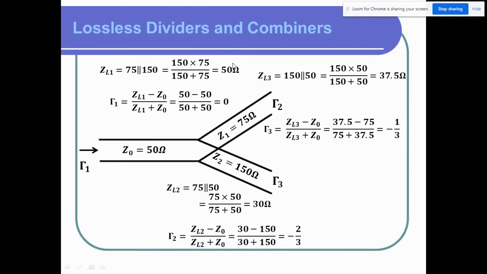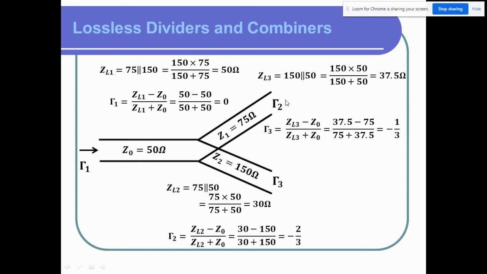Now we have 50 ohm and our characteristic impedance is 50 ohm, meaning 50 ohm minus 50 ohm is 0, right? So 0, and anything over 0 is equal to 0. That's how we know that the reflection coefficient of port 1 is 0. So we got one reflection coefficient for port 1.